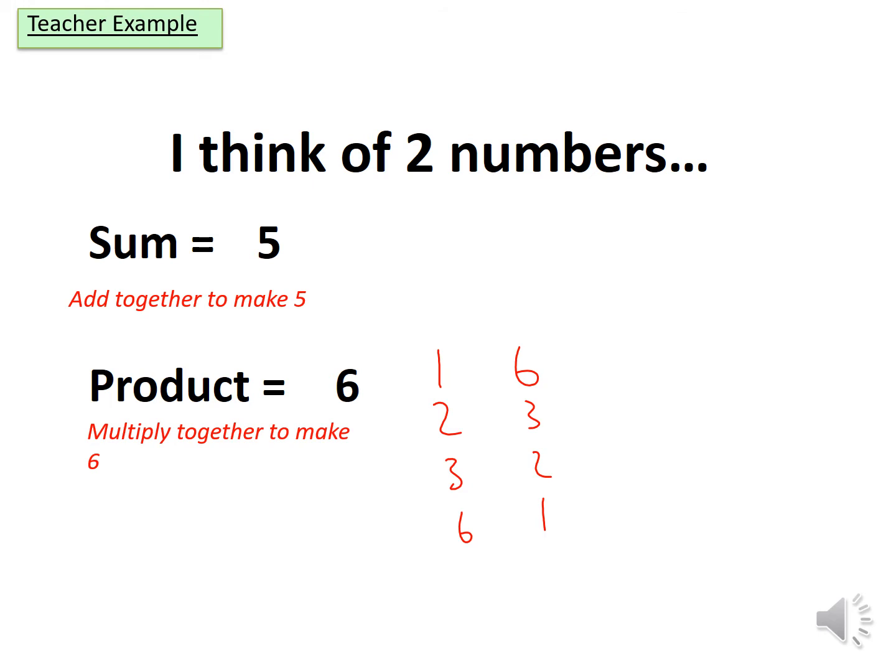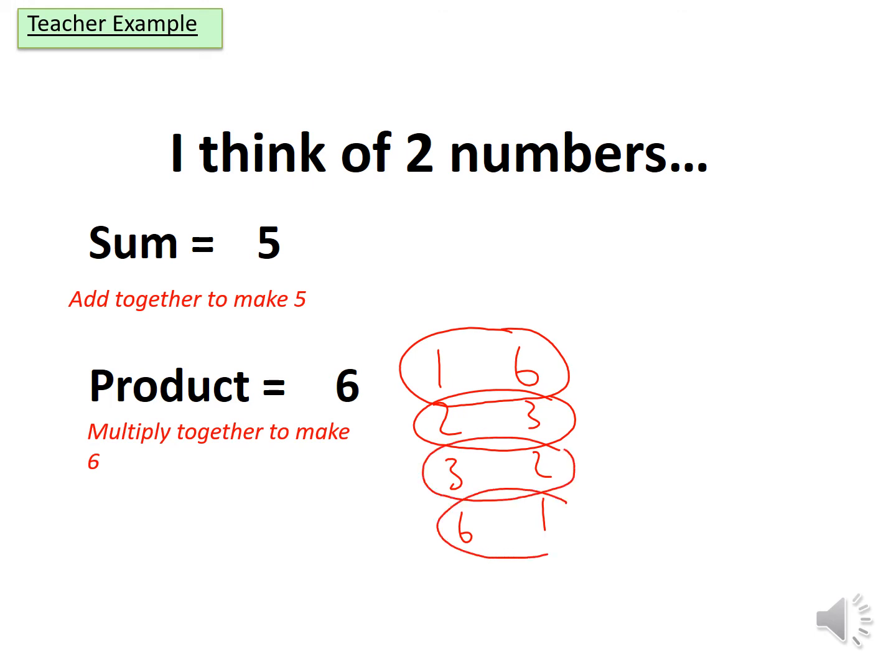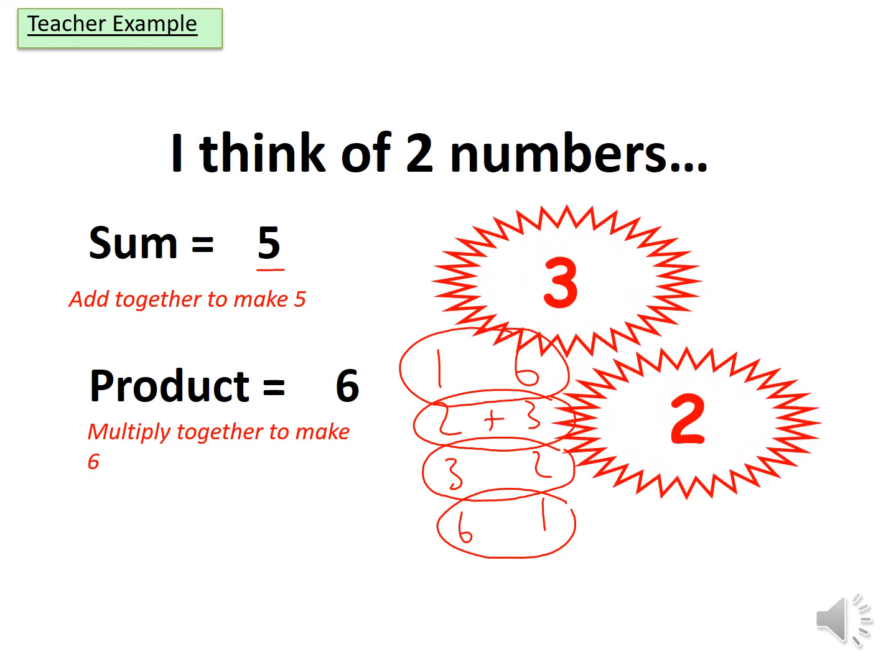Now, which of these pairs, remember these are all pairs, so they're all in pairs. You can't pick one number from a different pair. These are all together. Which two numbers in a pair can I add to make the sum of 5? Well, I know 2 add 3 would give me 5, and I know 2 times 3 would give me 6. Therefore, the two numbers that this question was thinking of at the start is 3 and 2.